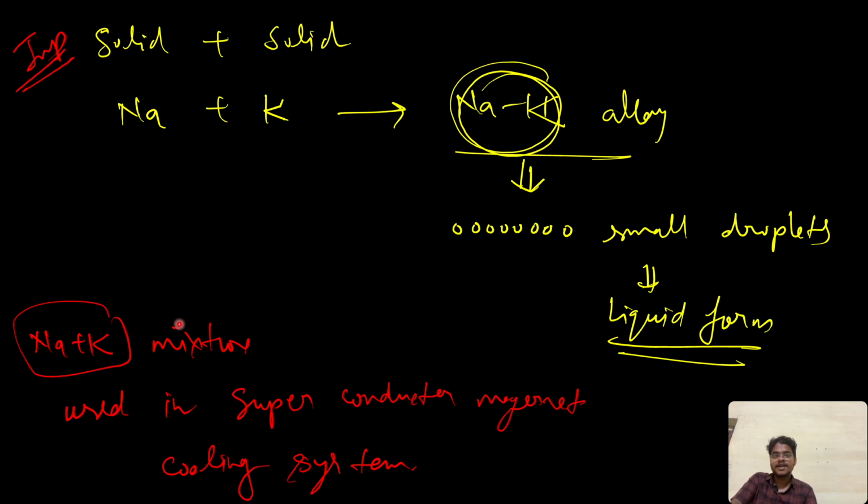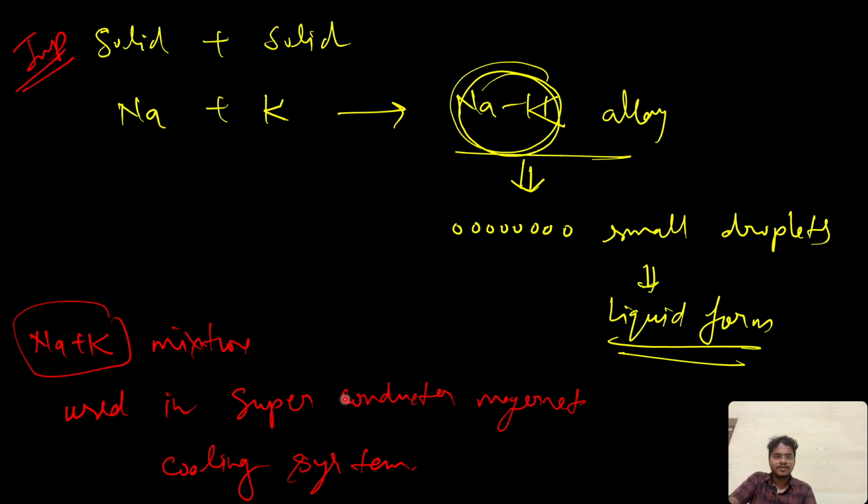It is very fascinating to know, if we mix solid in a solid, for example sodium in potassium, what do we get? Sodium potassium alloy. After mixing, we get small droplets. After mixing two solids, we get a liquid mixture. This type of mixture is used in superconductor magnets, supermagnetic fields.